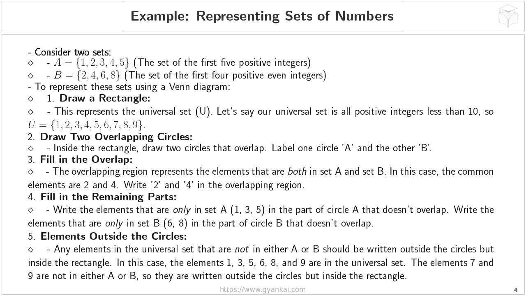And that's it. We've successfully represented sets A and B using a Venn diagram. This visual representation clearly shows us the relationship between the two sets, the elements they have in common, and the elements that are unique to each set. Remember this example as we move forward, because we'll be building on these concepts in the next slides. Key takeaways.